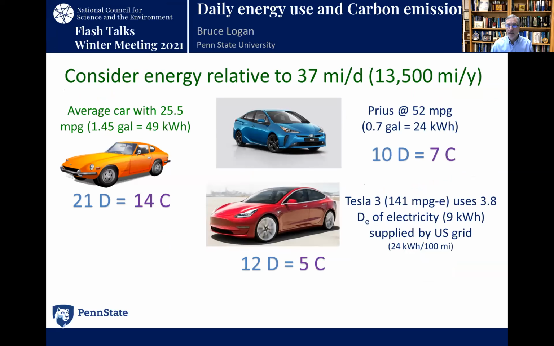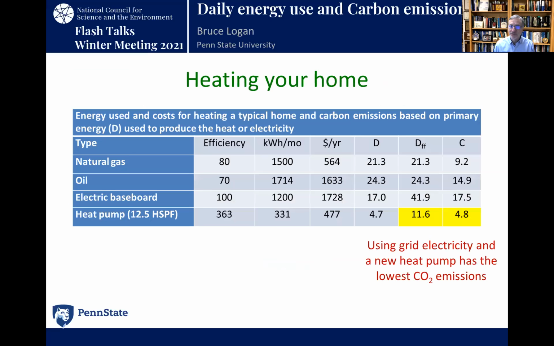What about if you drive 13,500 miles a year, which is the American average, or 37 miles per day? Well, the average car in the US gets about 25 miles per gallon, and so it uses 21D and emits 14C of carbon. A Prius, which gets about twice the mileage, only uses 10D and therefore emits only 7C. But when you look at, say, a Tesla, the energy that was used to make that electricity is about 12D, but only about 5C of carbon emissions results. So we can reduce our carbon emissions by using electric cars, but perhaps not as much as you think.